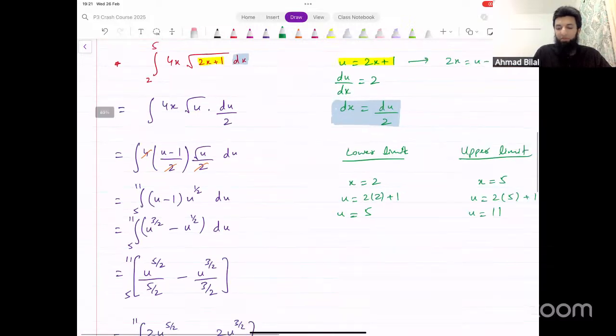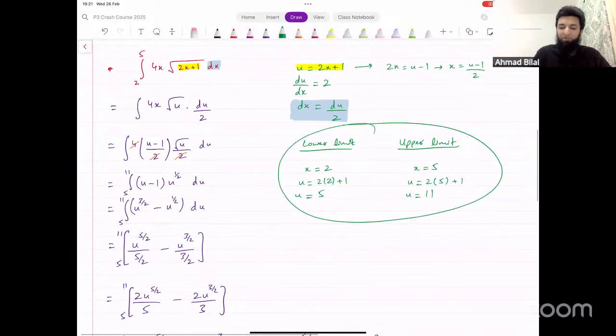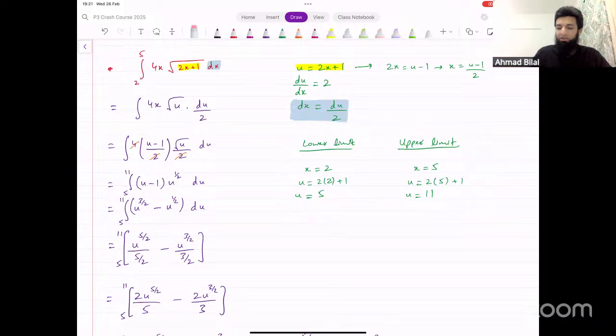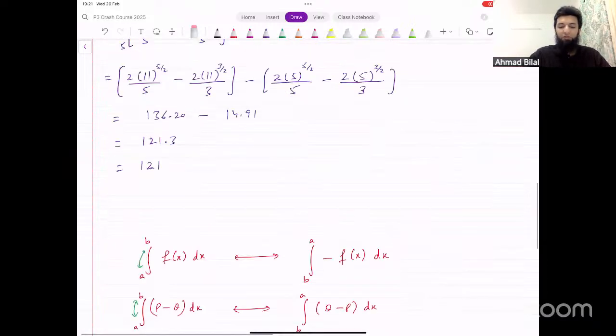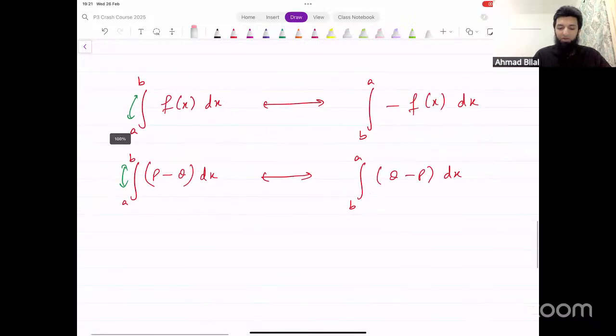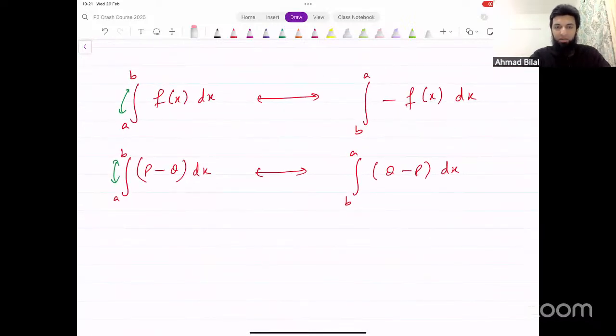And then if you have limits, you have to change the limits as well. Sometimes the smaller number becomes the upper limit, and the bigger number becomes the lower limit. If you have to switch them, this is the rule that you use for that. You multiply that thing with negative.